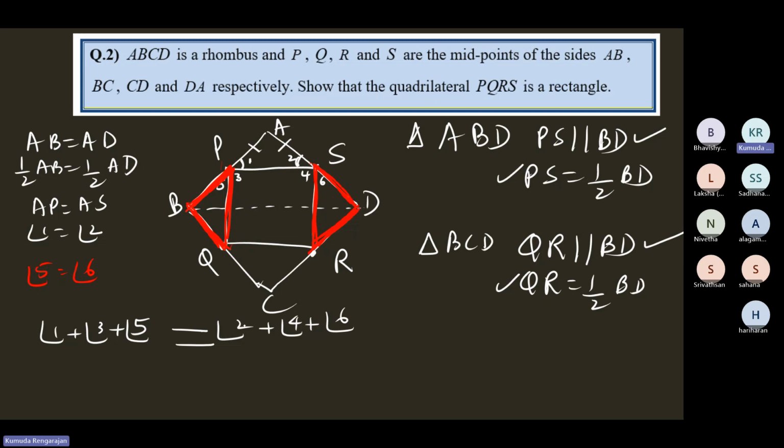Now, in the next step, you can replace angle 2 with angle 1 because angle 1 is equal to angle 2. And you can also replace angle 6 with angle 5 because they're equal. So angle 1 gets cancelled on either side, and angle 5 gets cancelled on either side. So we have this result, angle 3 is equal to angle 4. So we proved that angle 3 is equal to angle 4.